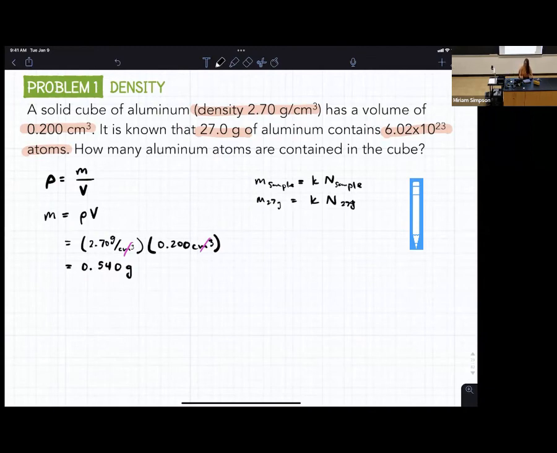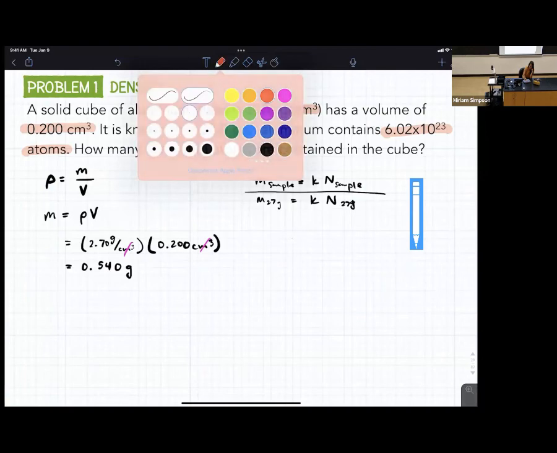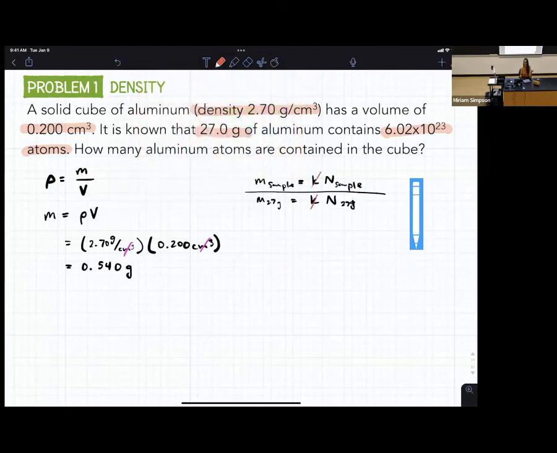All right, so we can divide these. This is just a ratio. What does this K mean? It's a constant. It just means that we know this is proportional to that. You can also write it as mass of the sample is proportional to N of the sample. Basic idea. The nice thing about this is then we can cancel out the K's. They should be the same, since it has the same proportionality.